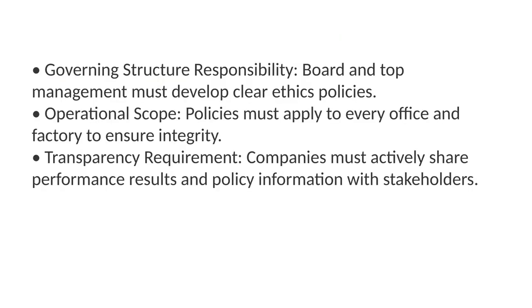There are 5 core elements you need to understand here. First, the governing structure, meaning the board and top management must develop clear policies and procedures for every office and factory to ensure that ethics are never compromised. Second, it's not enough to just have these policies. The company must actually share this information and their performance results with their stakeholders.